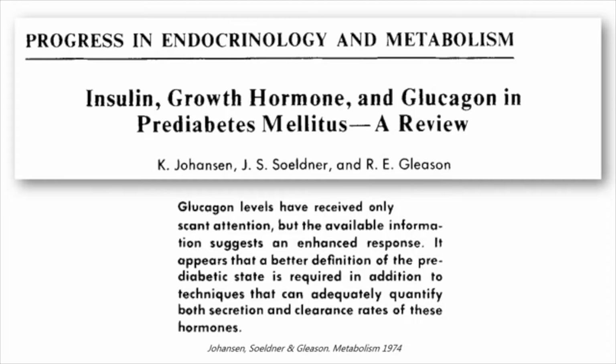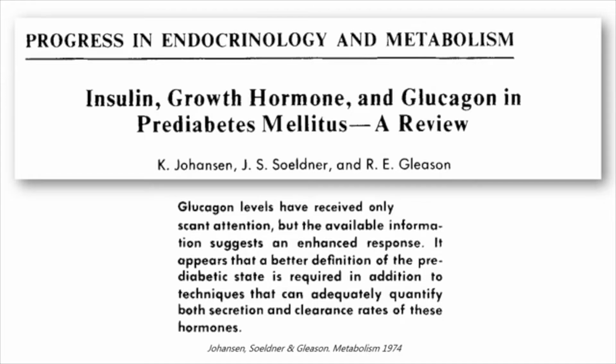And I found this nice review from 1974, where they conclude that in prediabetes, glucagon levels have received only scant attention, but the available information suggests an enhanced response. And it appears that a better definition of the prediabetic state is required, in addition to techniques that can adequately quantify both secretion and clearance rates of these hormones. So this is almost 50 years ago.